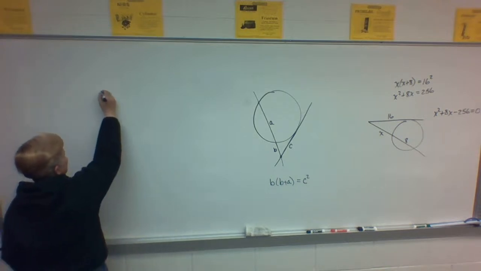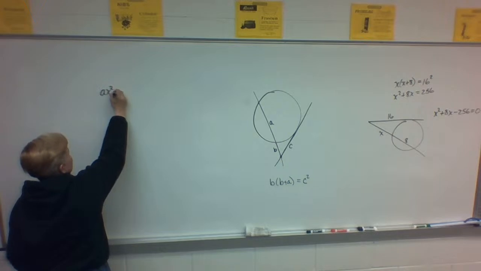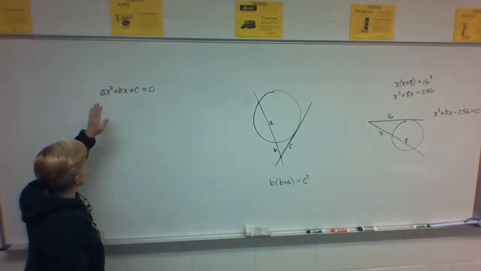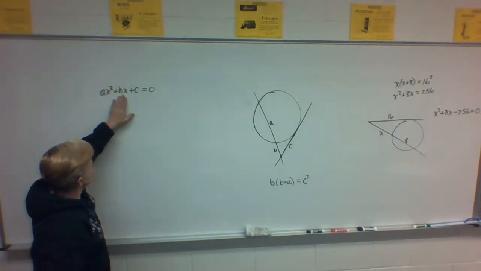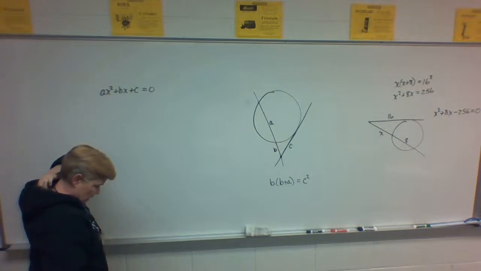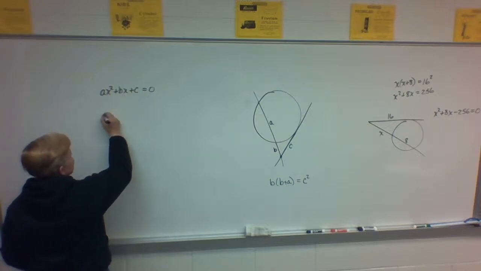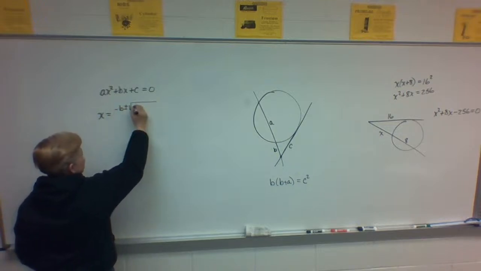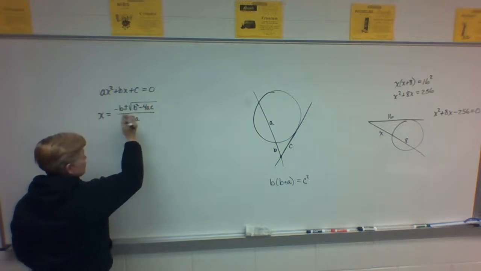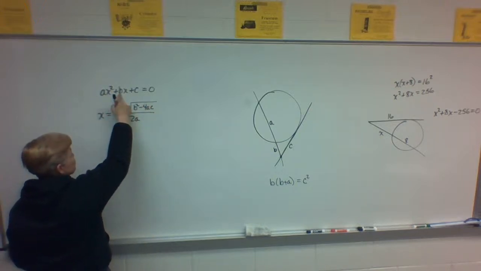If you have a quadratic of this form, ax squared plus bx plus c equals 0. In other words, you set it all up so that you've got the squared term first, the linear term second, and the constant last, which is what we did over there. I'll apply it in just a minute. Quadratic formula says that the value of x right here will equal negative b plus or minus the square root of b squared minus 4ac all over 2a. Where a is the number in front of x squared, b is the number in front of x, and c is the constant, along with their signs.